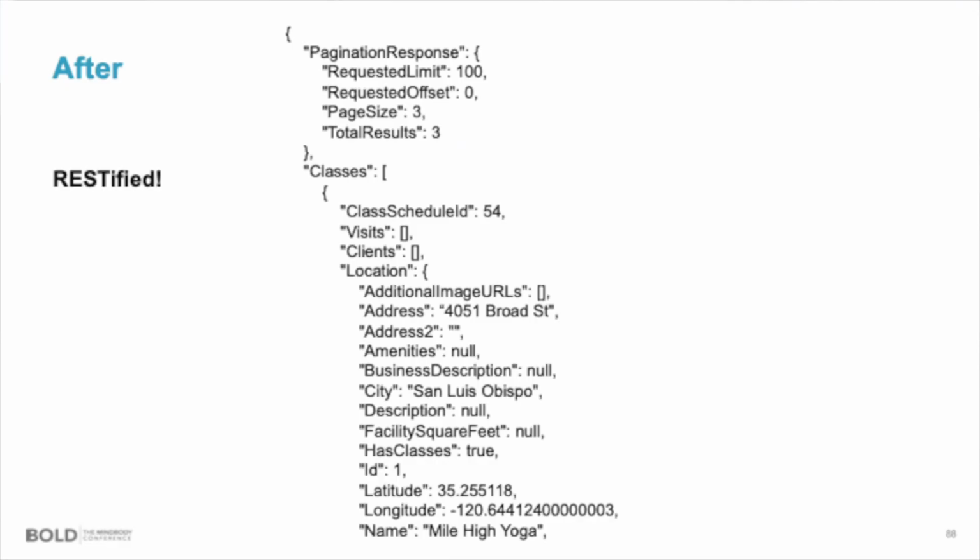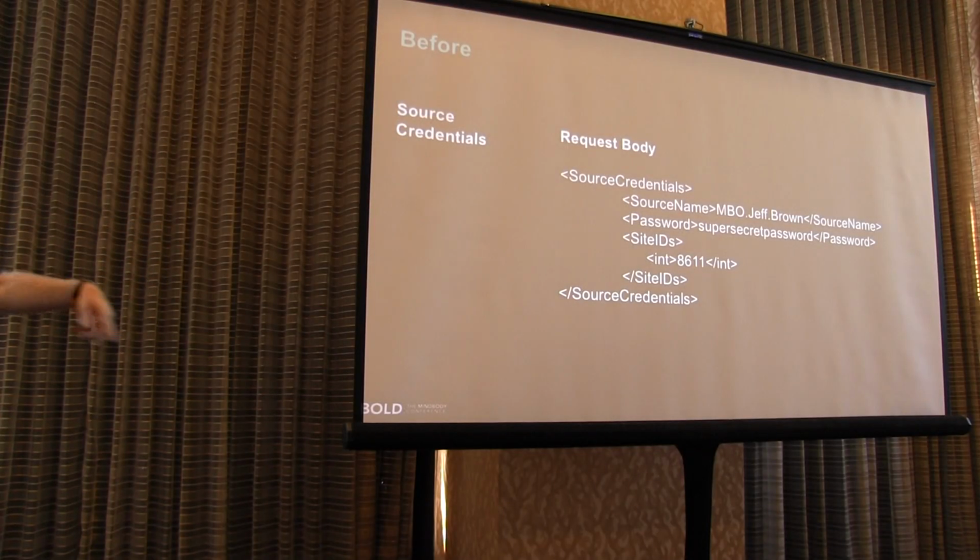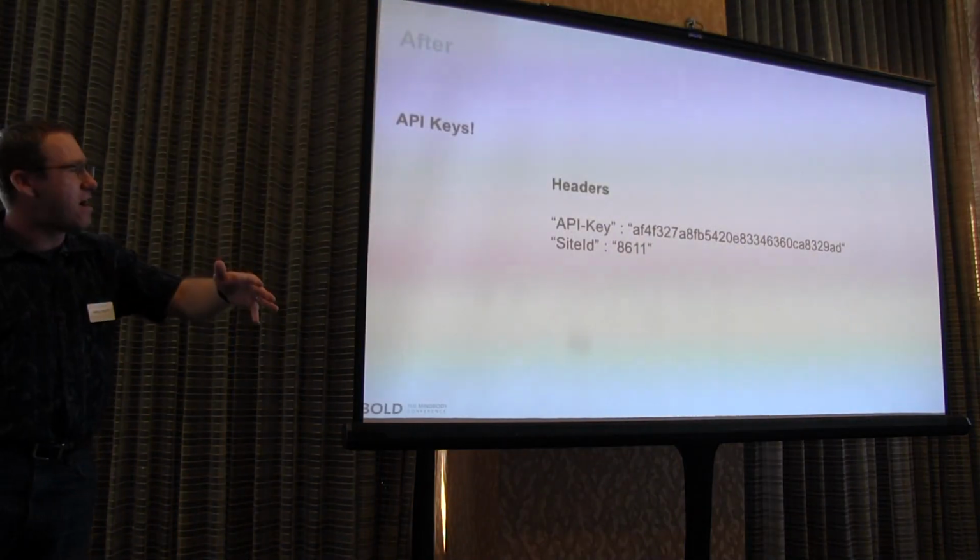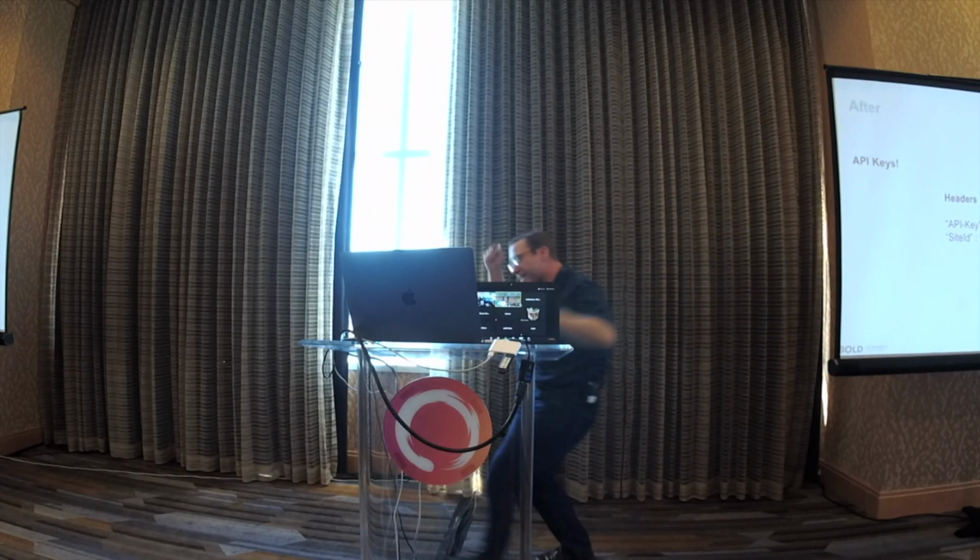All right, once more. Let's see if we've got source credentials. Let's see if we can make it a little louder this time. 1, 2, 3. Move that bus! And there we go. We've got our API key header and product key header.